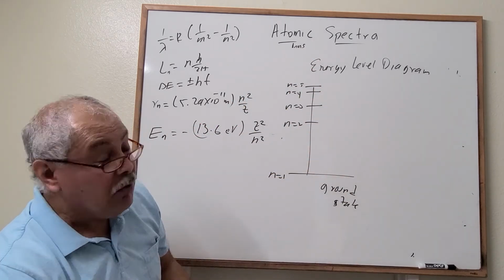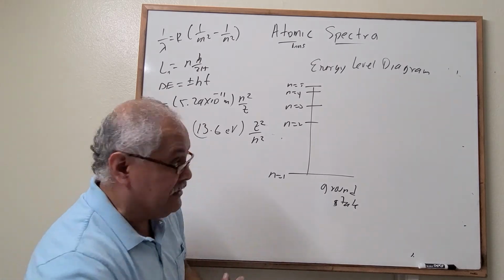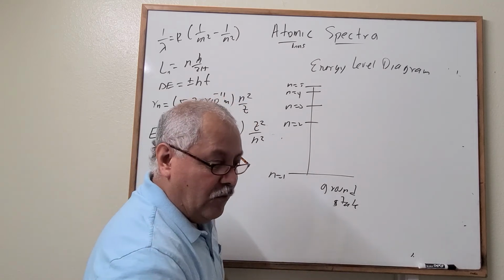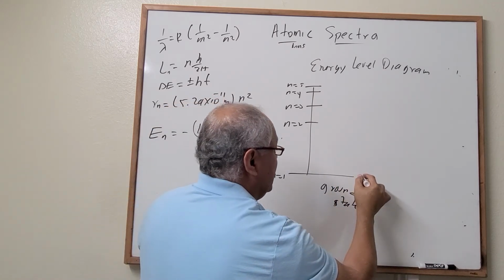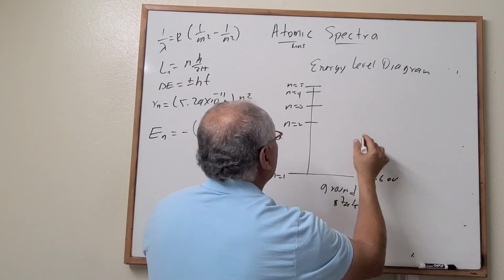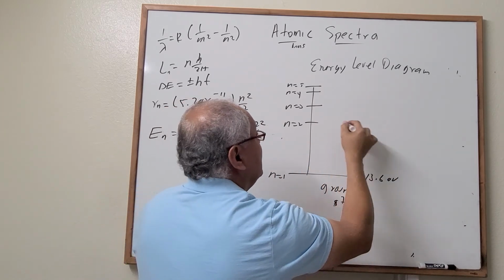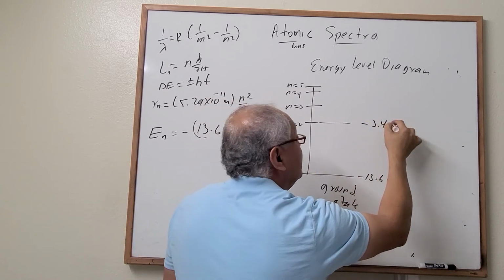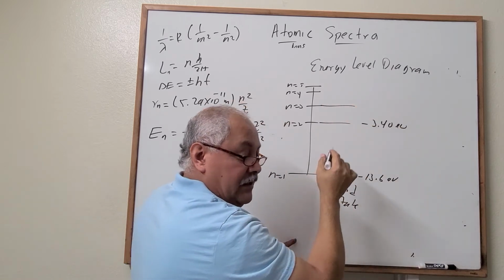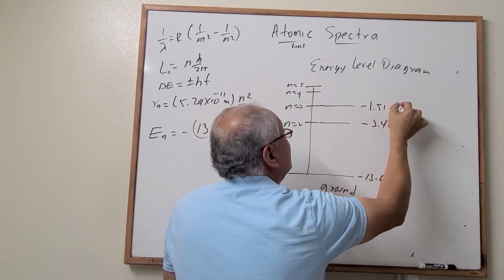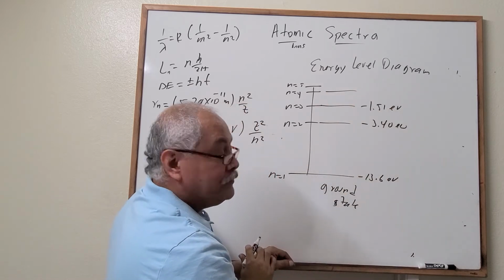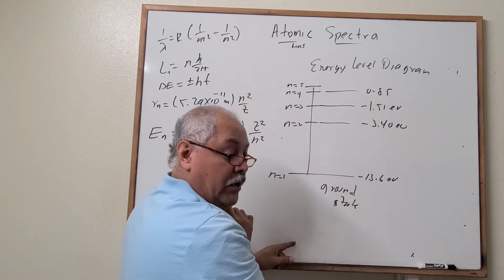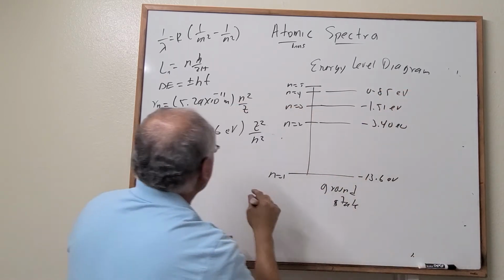This is in equilibrium. The other states are called the excited states. But before that, let me give you the values. This is negative 13.6 electron volts. For n equals 2 it is negative 3.40 electron volts. For the next one, it's going to be negative 1.51 electron volts. For the next one, it was negative 0.85 electron volts. And these are coming from here, correct?